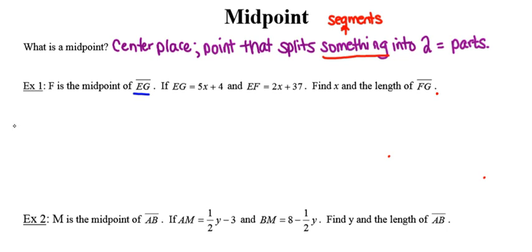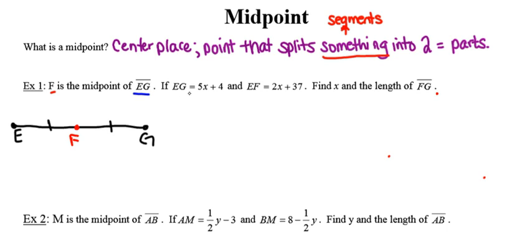Now, just so that I can get a nice visual idea of what's going on in this problem, I'm going to start by drawing a picture because they haven't given us one to work with here. So we're talking about this line segment whose endpoints are E and G, and we know that point F is the midpoint, or the center place, or the point on that line segment that splits that segment into two equal parts. So I'm going to show in my diagram that those two parts are equal by marking both segment EF and segment FG with a hash mark.